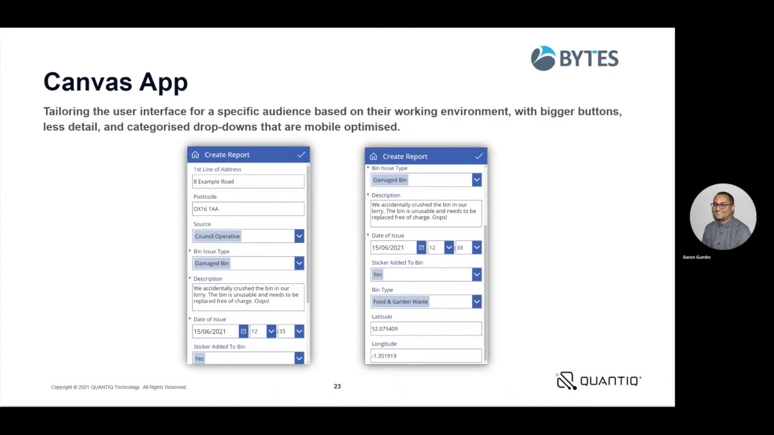And the great thing is that this scenario is for the person on the lorry. On the portal, we have the citizen that might raise a bin issue as a resident, but all of that data feeds into the same table. And then we have the same consistent process for all of the help desk users on the back end.